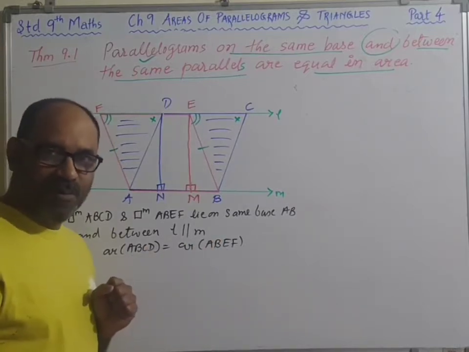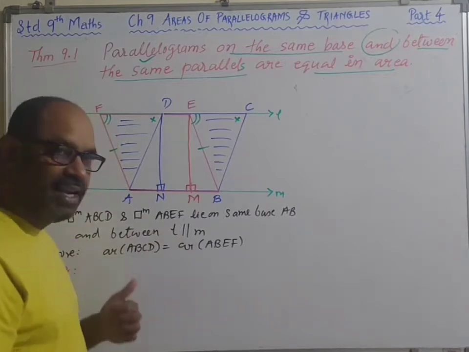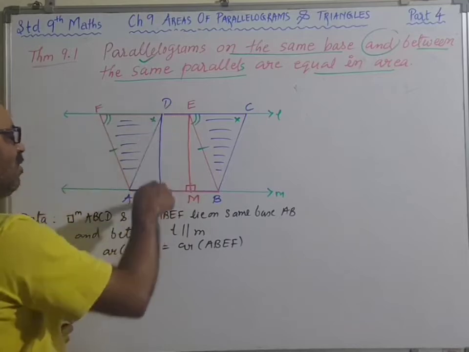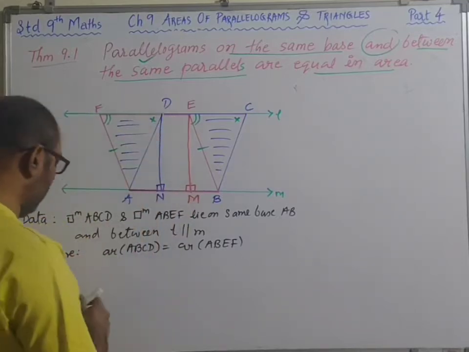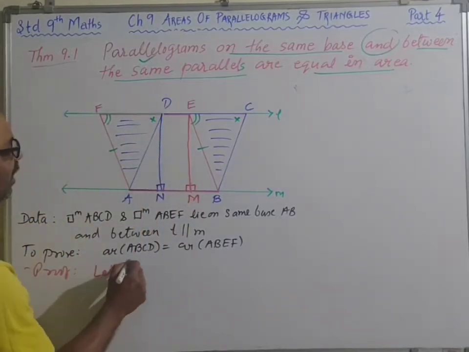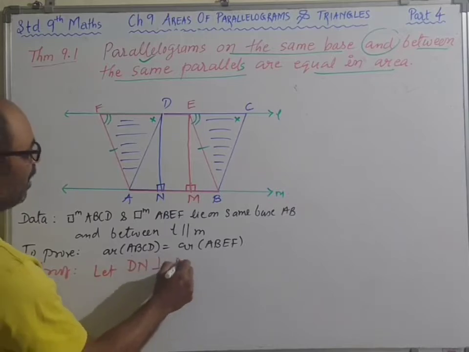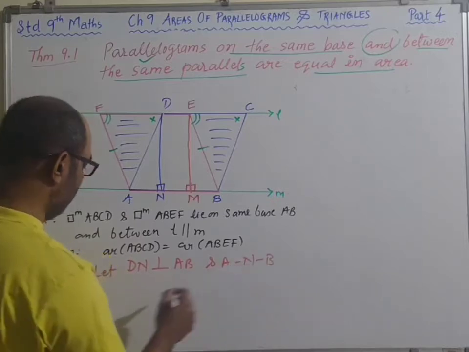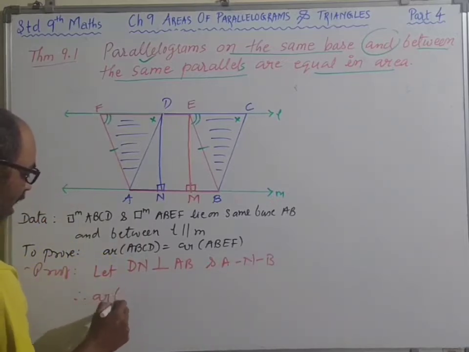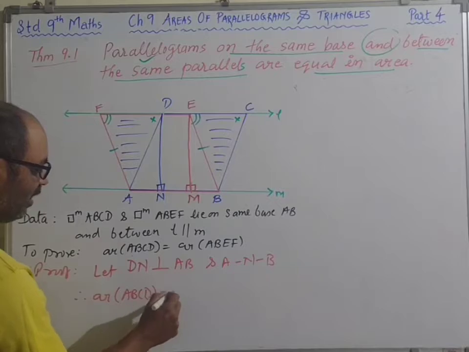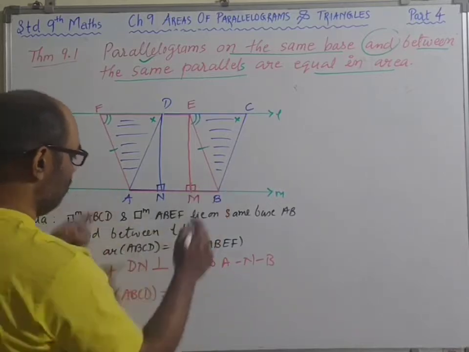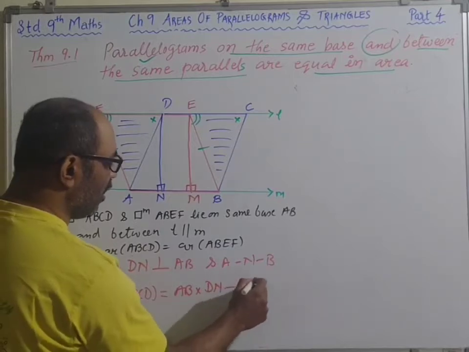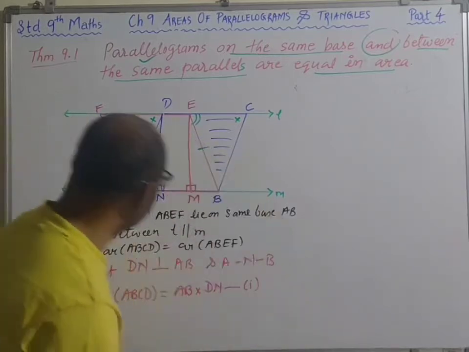So we can use Euclid's property. Let's see. First we find the area of parallelogram ABCD. ABCD is the blue one and its corresponding altitude to base AB is DN. Let DN be perpendicular to AB. Therefore, area of parallelogram ABCD is base into corresponding altitude. Base is AB into altitude is DN. Call it result 1. Alright, children.